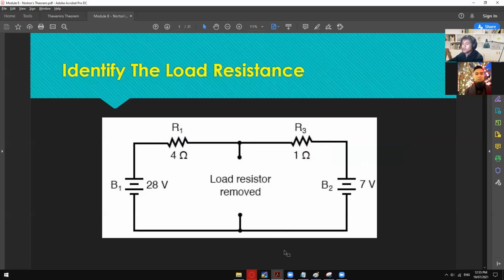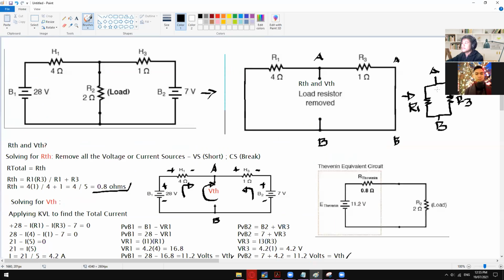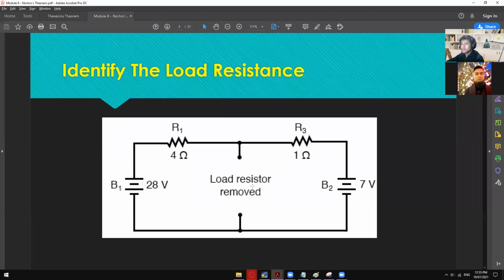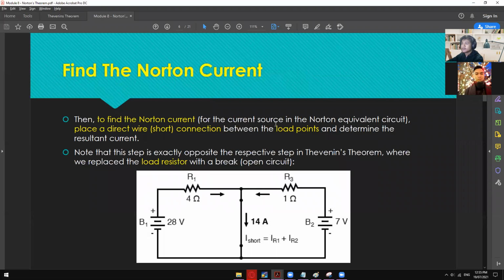So, the same concept, apply this one, you will have this R1 and R3, and then they are now in parallel connection since we have node A and node B right here. And then the one that you will get is, of course, 0.8 ohms. So, after solving the RN, lagi ko na lang nakakalimutan, RN is the Norton's resistance. Then you can now find the Norton current.